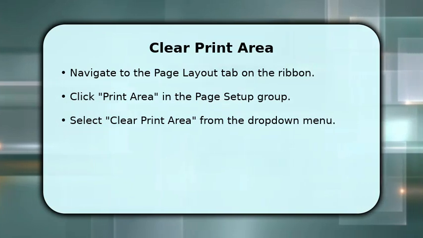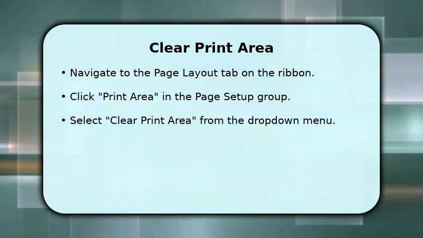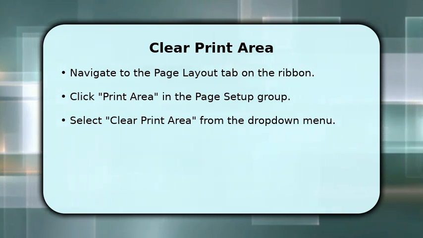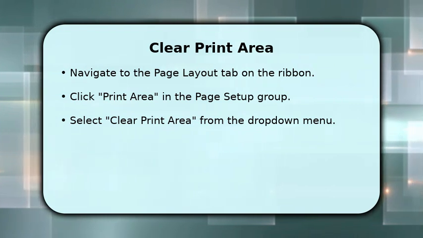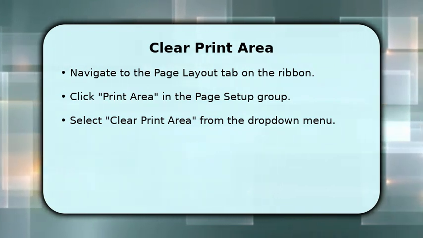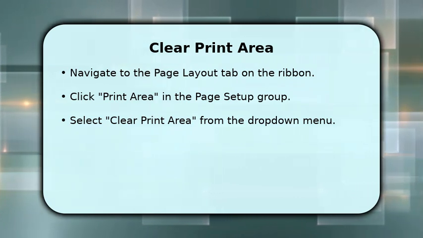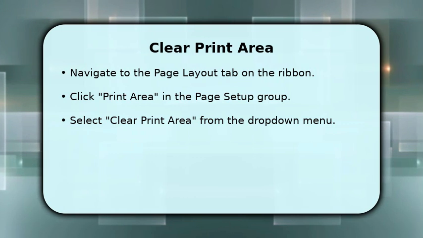First, let's tackle clearing the print area. This is crucial if you've previously defined a specific section to print and now want to print the entire sheet or a different range. Simply go to the Page Layout tab, find the Page Setup group, click on Print Area, and then choose Clear Print Area. This ensures Excel no longer restricts your printing to a specific selection, allowing for a full sheet print.